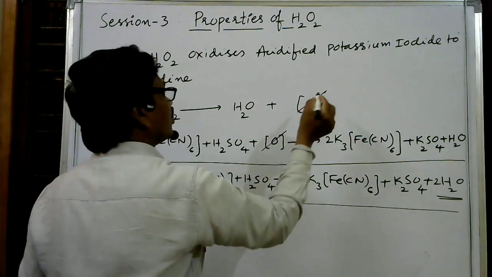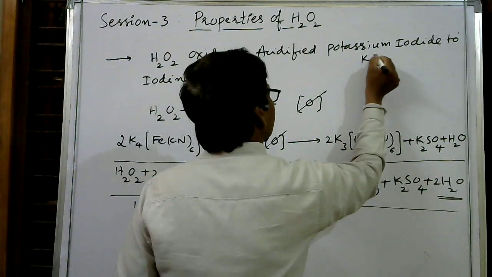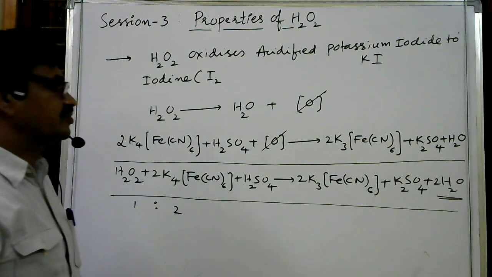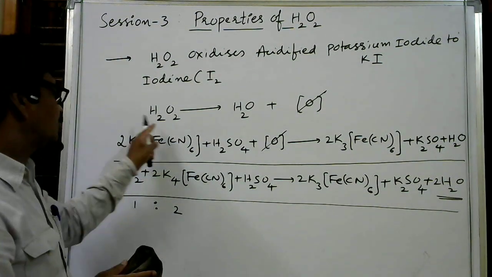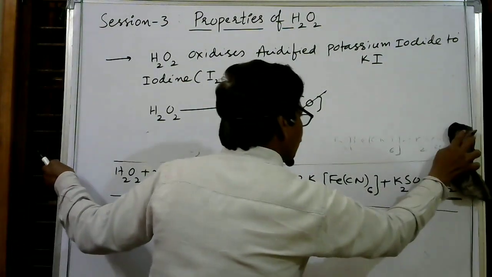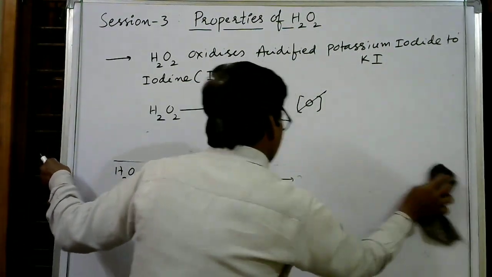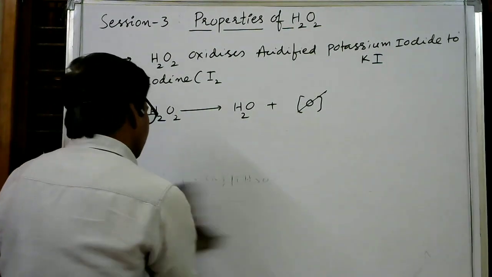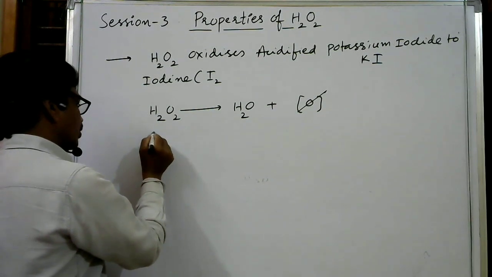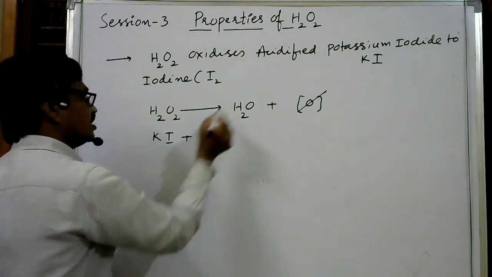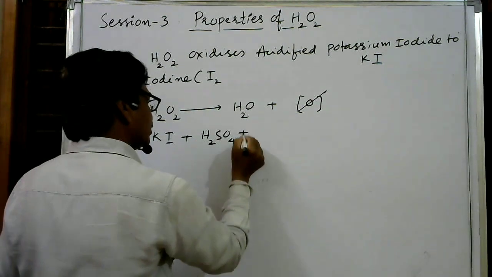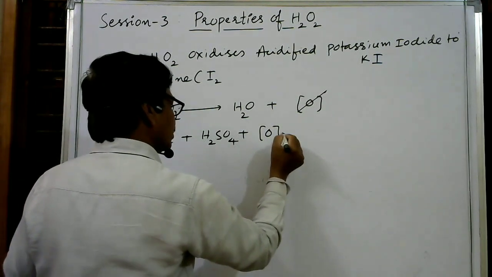So the potassium iodide formula we should know, that is KI, and the iodine formula also we should know, this is I2. The skeleton reaction is the same. H2O2 gives rise to H2O plus nascent oxygen. So this reaction I am removing here. So potassium iodide I am taking now. Potassium iodide plus acidified, so H2SO4, plus this nascent oxygen which is produced here, gives.